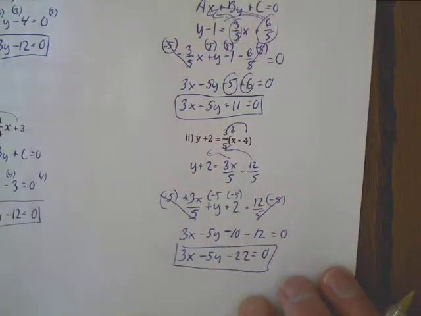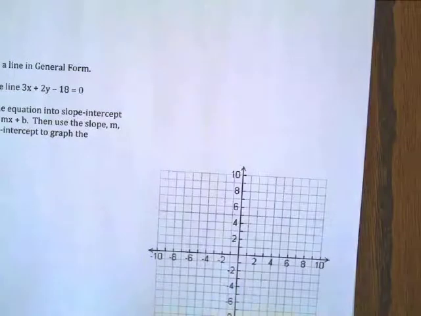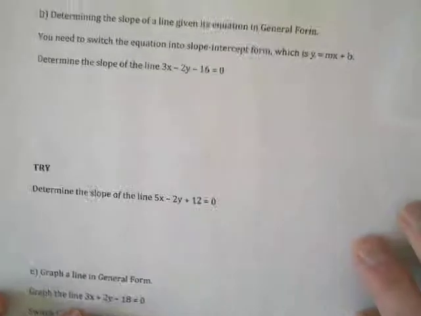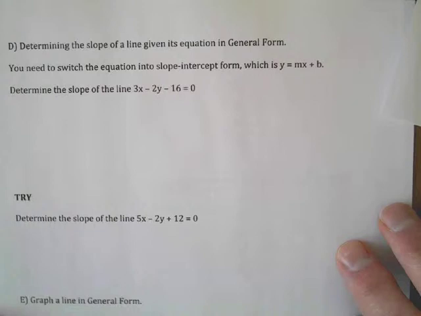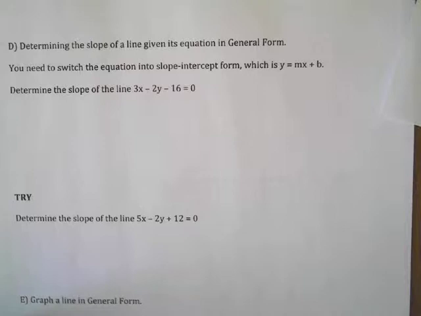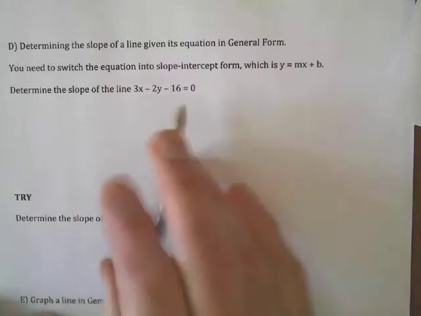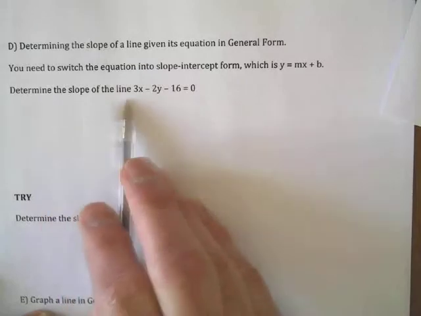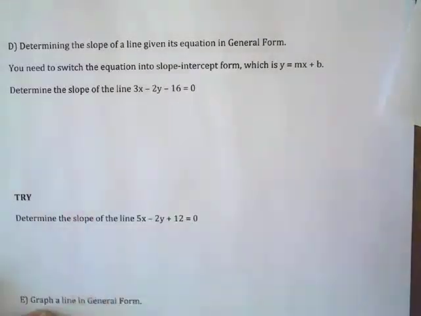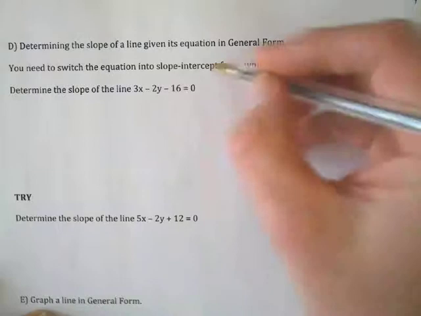Okay, next page. It says determine the slope of a line given its equation in general form. You need to switch the equation to the slope-intercept form, which is y equals mx plus b. Determine the slope of the line for you. So I'm going to work backwards. I'm going to determine the slope. So I'm going to put everything back on one side and y on the other side.